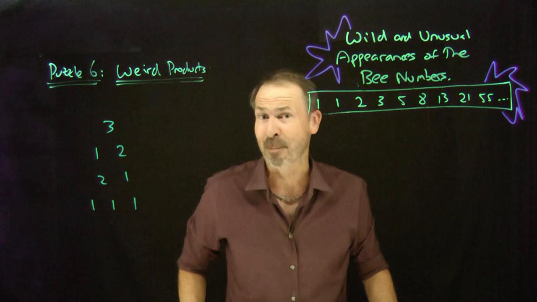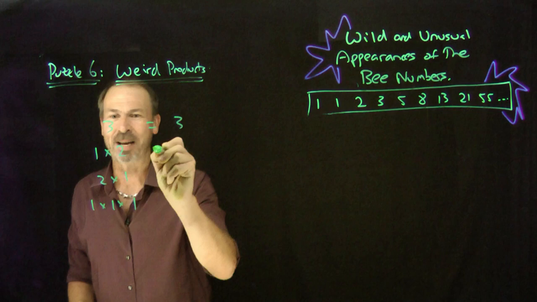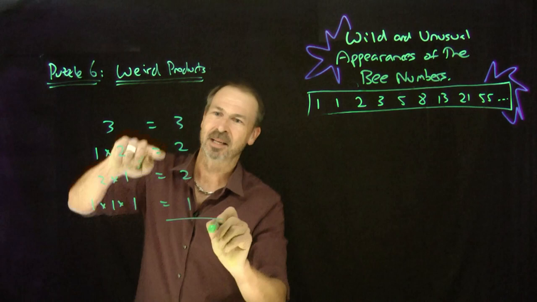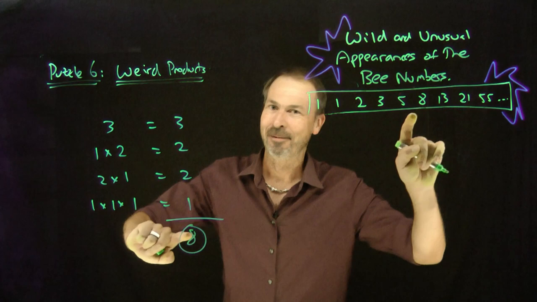We're splitting up in different ways to write as sums. But do the following. Make little products out of these sums. 3 is just 3, 1 times 2 is 2, 2 times 1 is 2, 1 times 1 is 1. And then add up all these products. 3 plus 2 plus 2 plus 1 equals 8, which is a B number. Coincidence? Let's try it again.